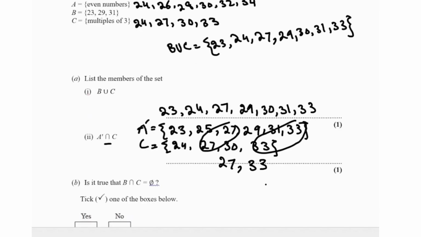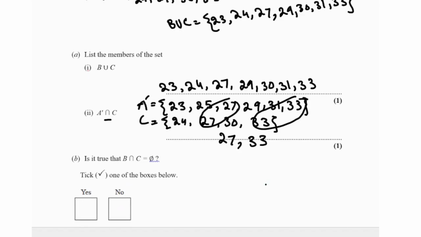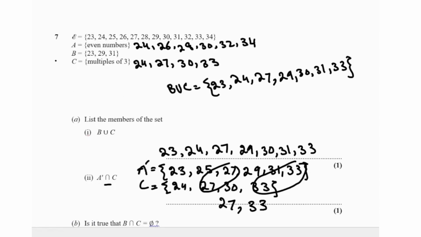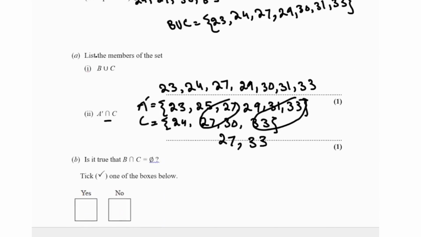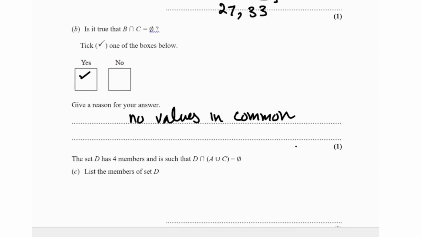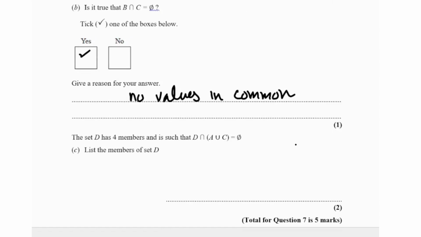One more question. Now the next part is: is it true that B intersection C is equal to an empty set, or phi set? Let's see B and C. We can see there is nothing common between B and C. So we can say that yes, it is true. And the next part is give a reason for your answer. No values in common. So there is nothing common in between. That's what we are saying. So the intersection between B and C is the empty set.